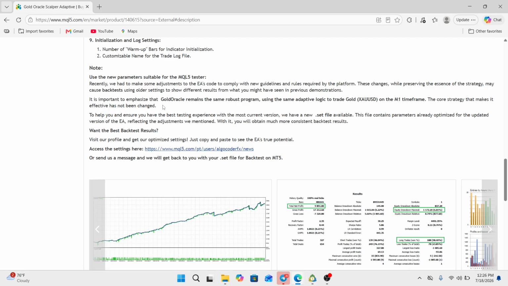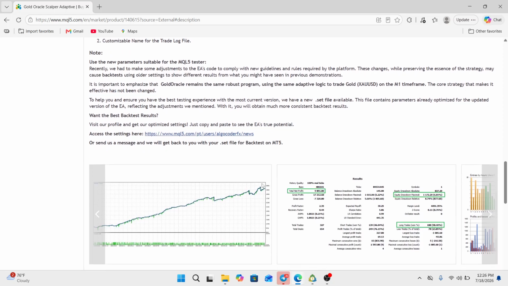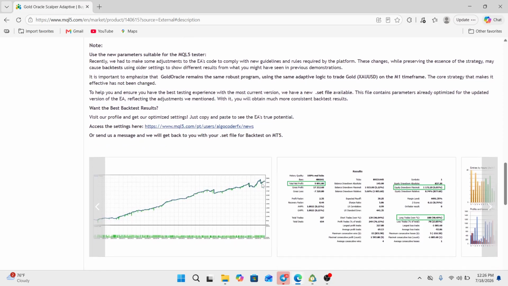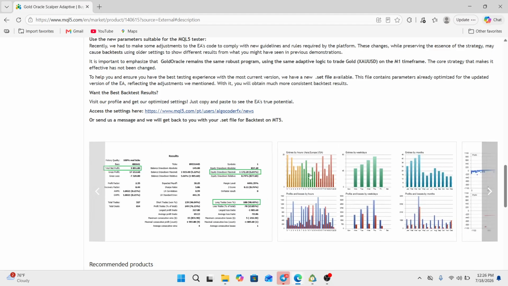Right, so it's important to emphasize that Gold Oracle remains the same robust program using the same adaptive logic to trade gold on the M1 time frame. So let's take a look at some of their results from the backtest.